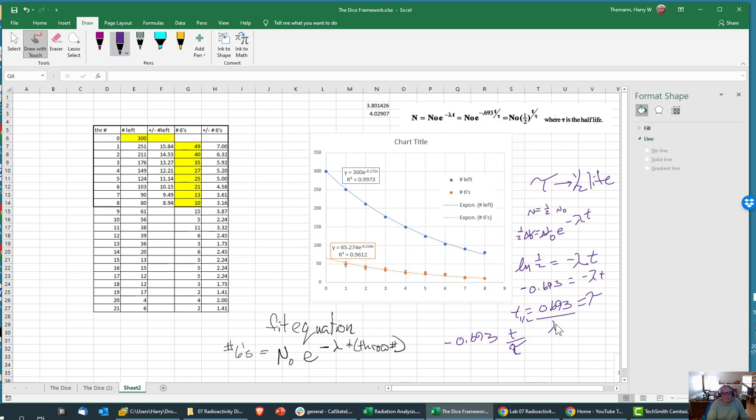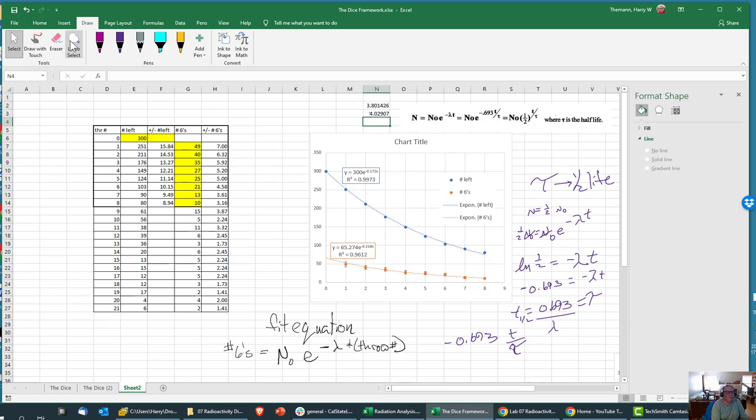Now, we still have to find out what lambda is. And that's what the fit equation gave us, 0.172. And if we know what lambda is, then we can figure out what tau is, which we did up here. So 0.693 divided by 0.172, and we ended up with 4.02, which is going to round to 4.